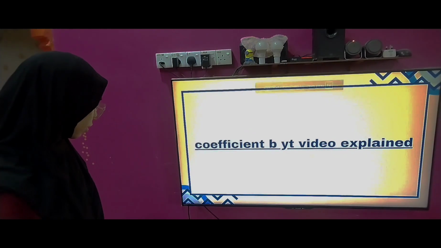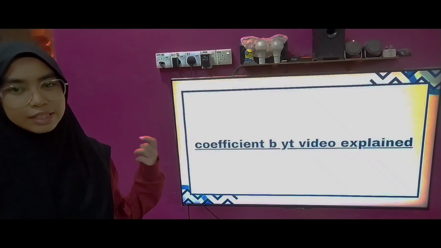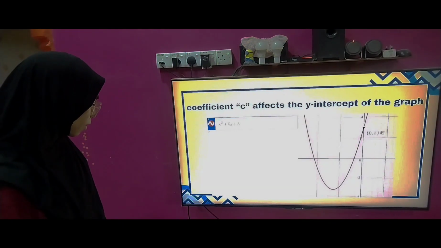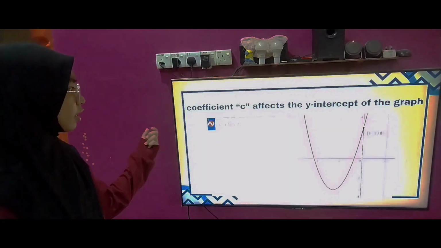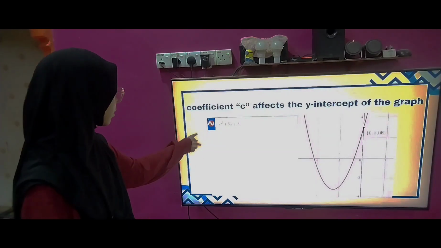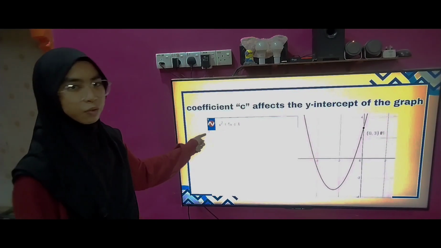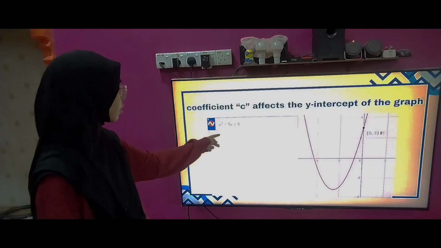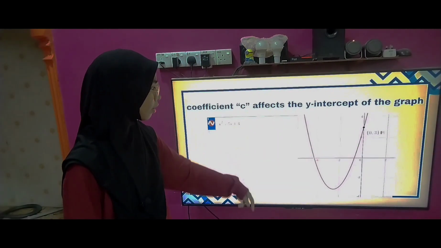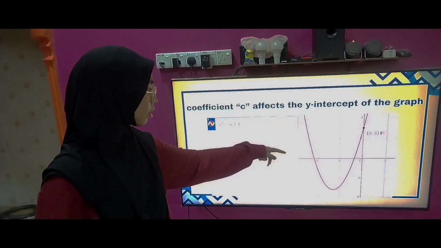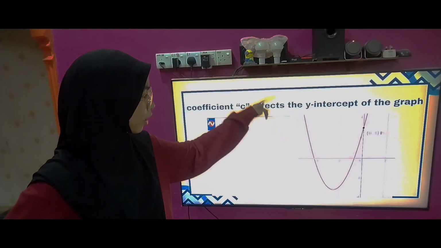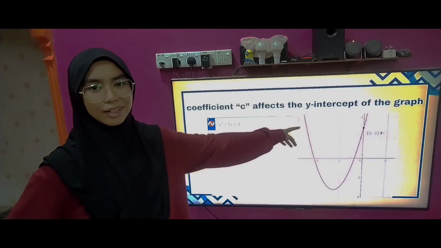Okay, now we'll go to the explanation of C, which is the y-intercept. The coefficient C affects the y-intercept of the graph. As you can see here, when you have the equation x squared plus 5x plus 3, your C is this 3 right here. And when you look at the graph, the point where it intersects the y-axis lands on 3.